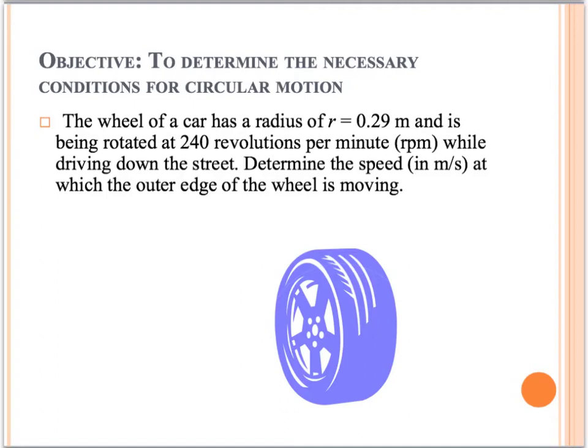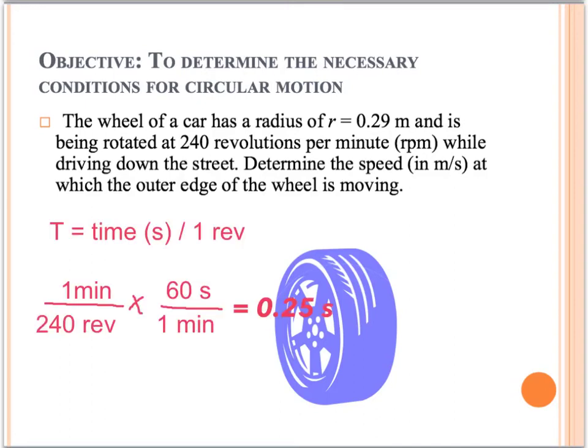Let's take a look at an example. In this example, the wheel of a car has a radius of 0.29 meters, and it's being rotated at 240 revolutions per minute. It means it's going around 240 times every single minute while driving down the street. Determine the speed in meters per second at which the outer edge of the wheel is moving. So the first thing we need to do is take a closer look at our equation for the period. The period is the time in seconds over one revolution. The time it takes for one revolution.